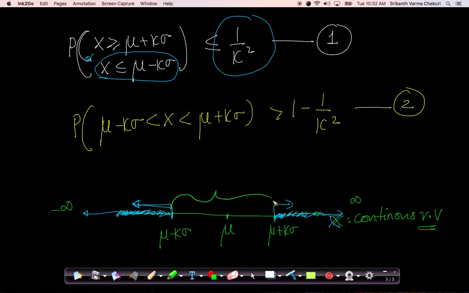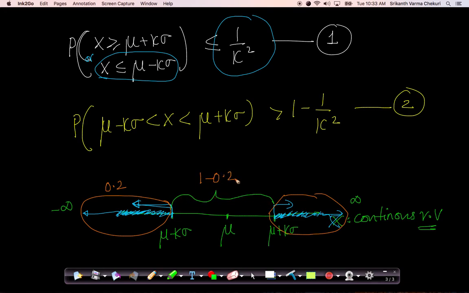This region. If the probability of x lying in this region plus this region, let's assume just for simplicity, right? The probability of x lying in this region plus this region is, let's say, 0.2. Okay, both these orange regions. Then what is the probability of x lying in this region?